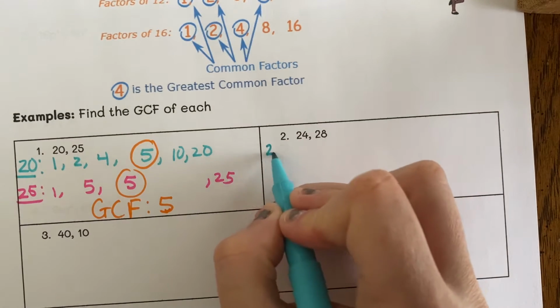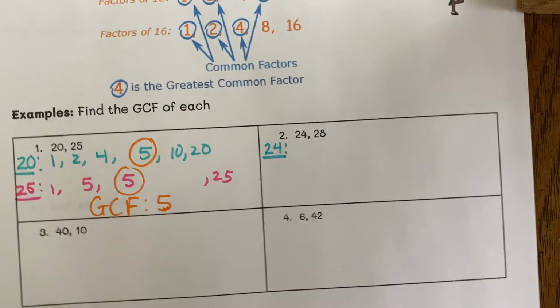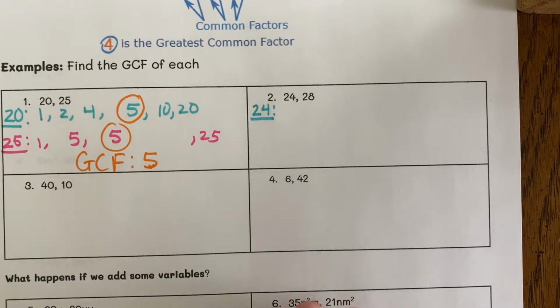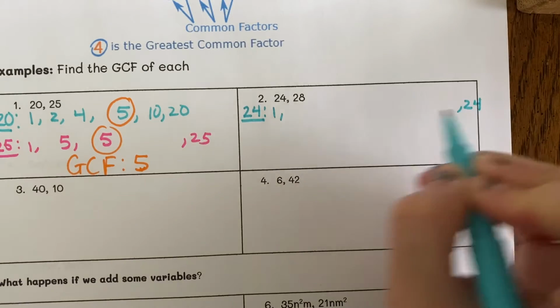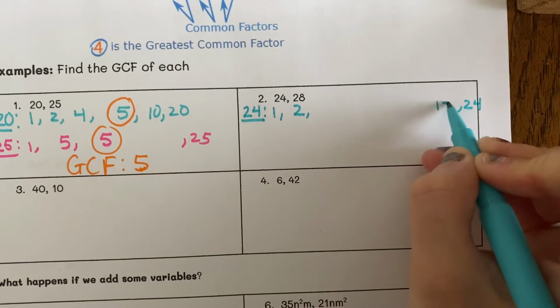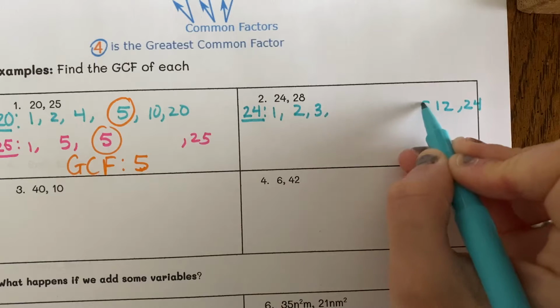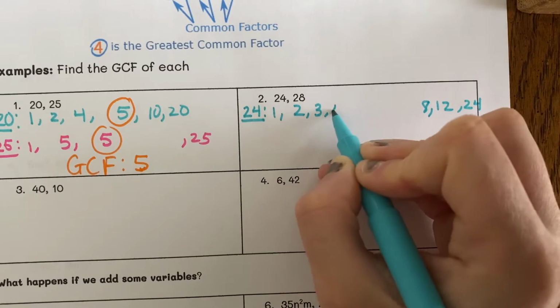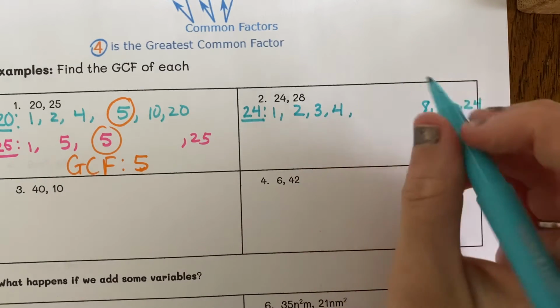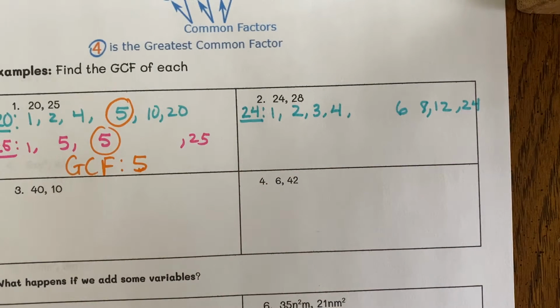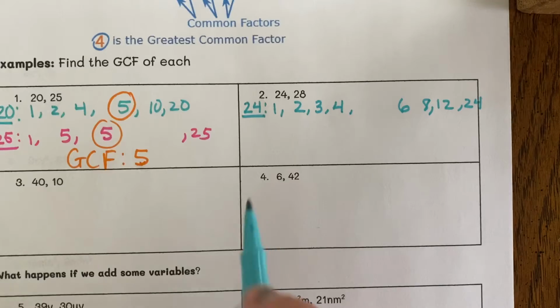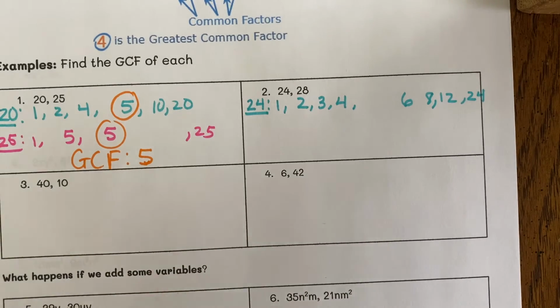So we have 24 as our first number. For 24, my factors are 1 and 24. There's a lot for 24. 2 and 12. 3 and 8. 4 and 6. And then 5, you don't have 5. And then 6 times 4. So I know I'm done because I repeated. Then I have 28.